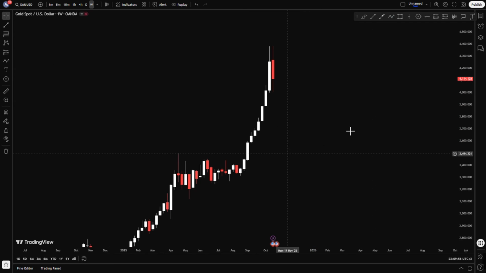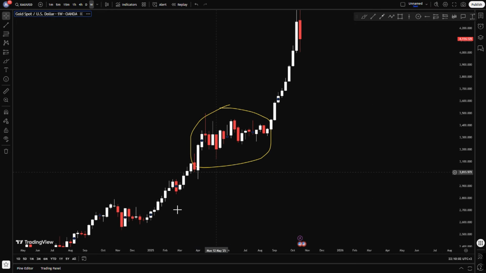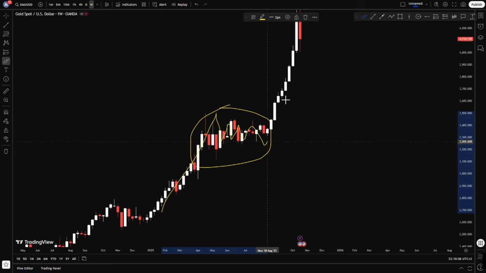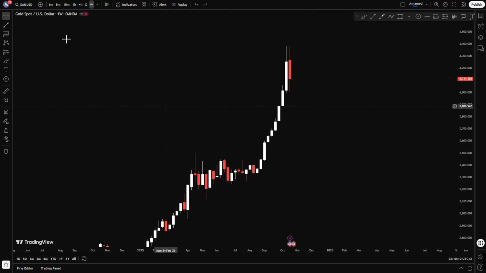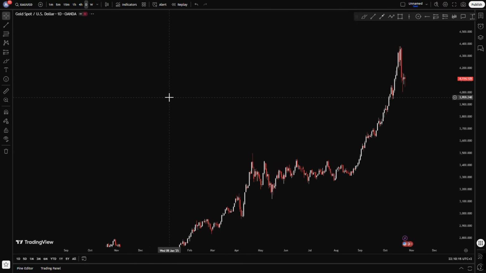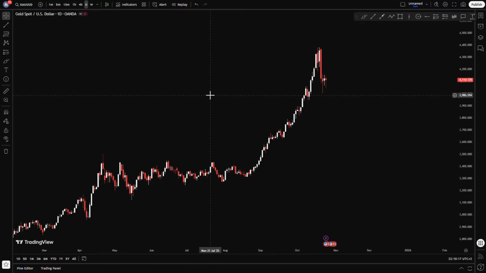But trust me, it's there. For example, right here, you can see there was an impulse, then a bit of correction, then another impulse to the upside. So now let's move over to the lower time frames. So now we are on the daily time frame.